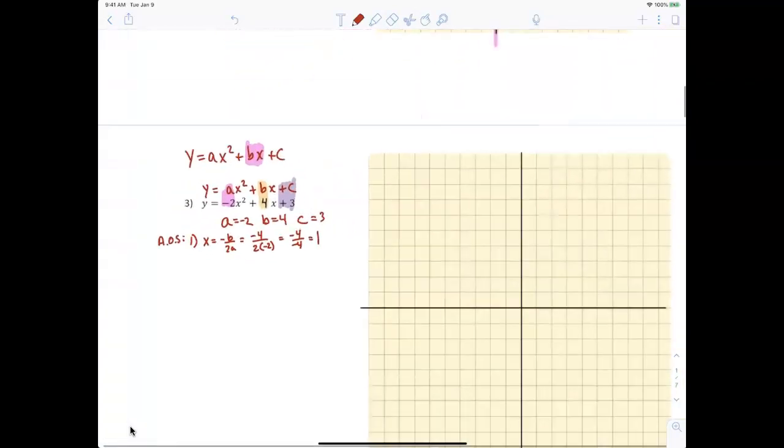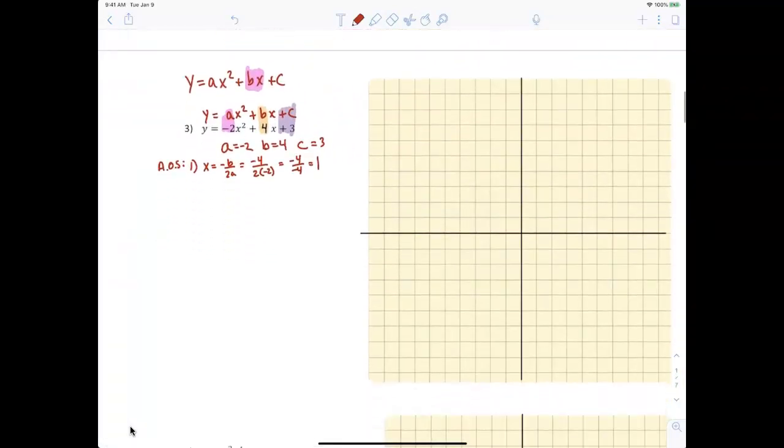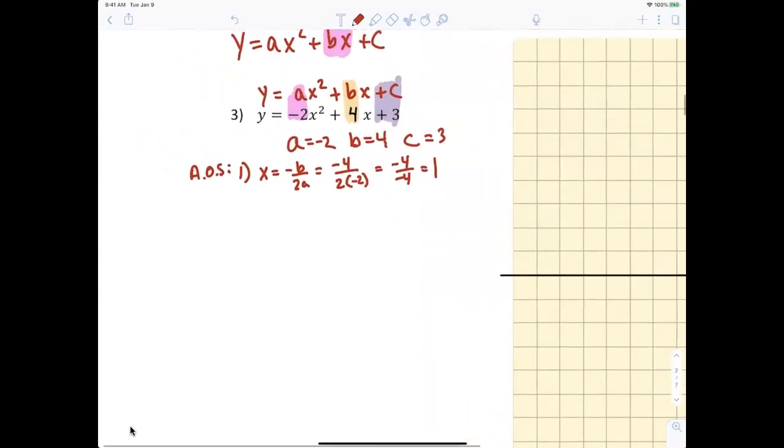So now what I'm going to do on my graph is graph x equals 1. And then I would write above that, axis of symmetry. Now, to find the vertex, that is step number 2, you just are plugging 1 in for x, and we're trying to figure out what the y value is.